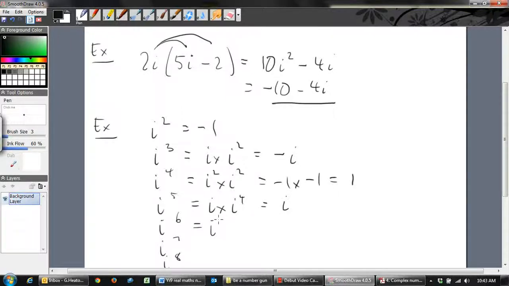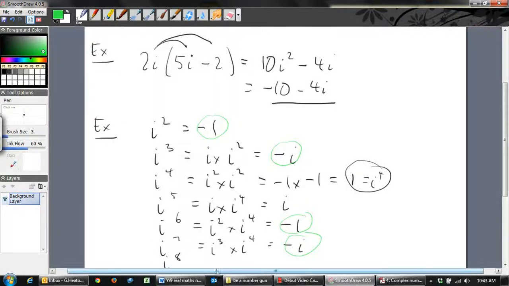i to the 6 is i squared times i to the 4. i to the 4 is just 1, and i squared was -1. i to the 7 is i cubed times i to the 4. Remember, i to the 4 is 1, and i cubed was -i. What you see is that because i to the 4 is equal to 1, this pattern just keeps repeating in the powers of i. So i to the 4 is 1, and then after that it keeps repeating: -1, negative i, 1, and then it goes back to i again. What will i to the 8 be? That'll be 1, and then the pattern just keeps repeating. That's really quite easy to look at.